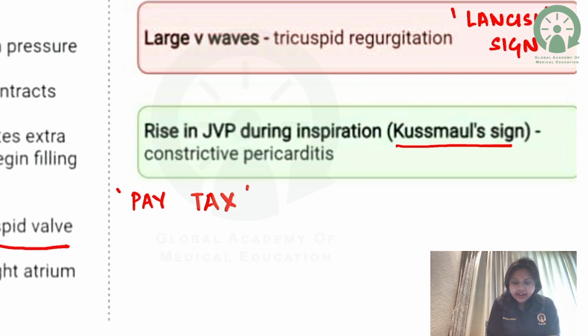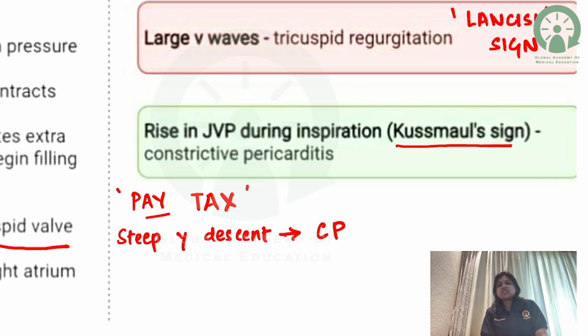So what is PAY? P is for aggravated Y, or you can remember it as steep Y descent. So steep Y descent is found in constrictive pericarditis. In constrictive pericarditis, you're also going to get a rise in JVP, and this rise in JVP is because of the steep Y descent only, and you're also going to get the X descent.